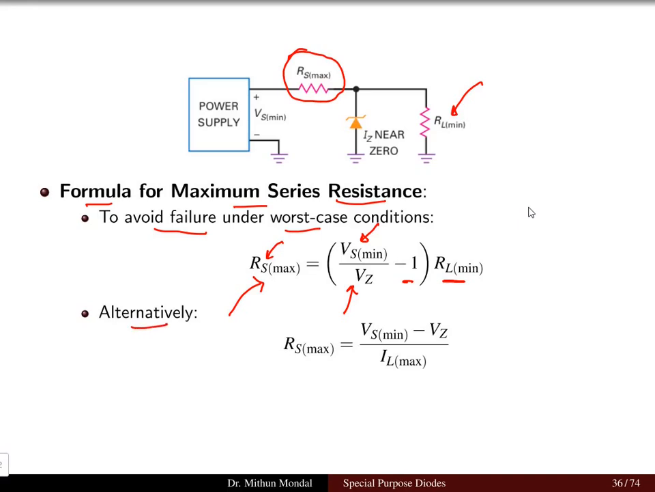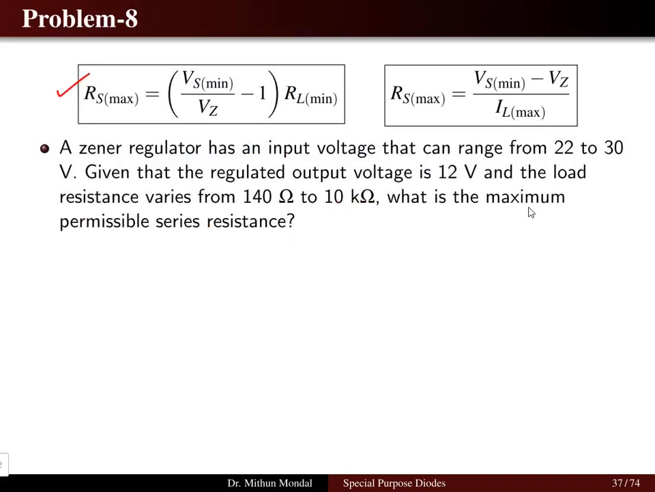Alternatively, we can say that Rs maximum is nothing but the difference of the voltage from the source minimum value minus the Zener voltage, divided by the maximum amount of the load current. So either we can calculate from the load current or we can calculate from the resistance of the load. So these two formulas we will see in terms of a problem where a Zener regulator has an input voltage that can range from 22 to 30 volt.